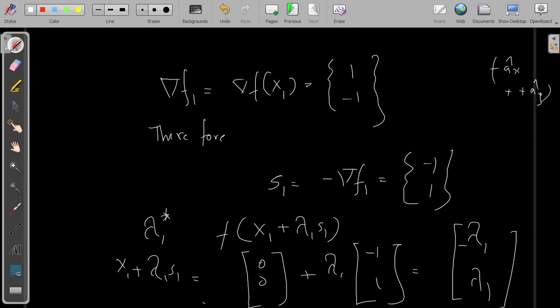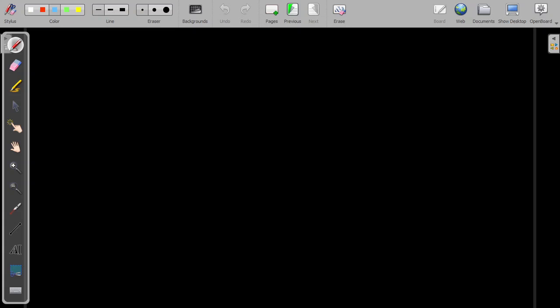So f of this vector, that means you substitute this vector: in place of x1 we have minus lambda 1, and in place of x2 we have lambda 1. Then you will be able to evaluate the objective function at this, and you will get f of minus lambda 1, lambda 1, that's equal to lambda 1 square minus 2 lambda 1.